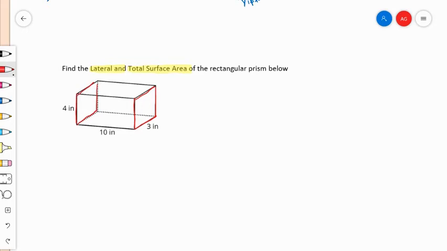So I'm going to write them all here. I know that this is 3, this height is 4, or length and width, and then the height of my prism is 10. The first thing I'm going to do is find my lateral area. Remember, lateral area was just the perimeter of the base times the height of the prism. Here I already know the height of my prism, little h, is 10.